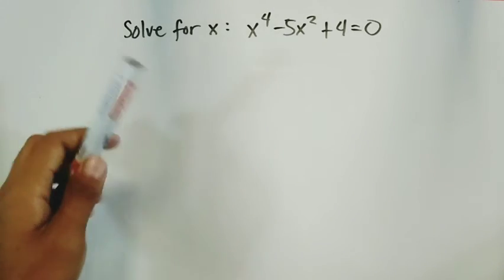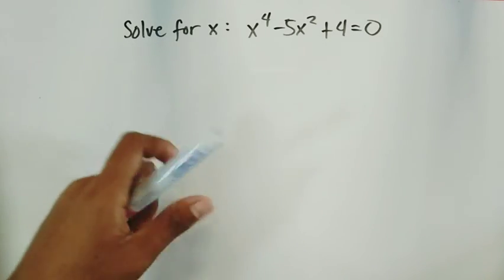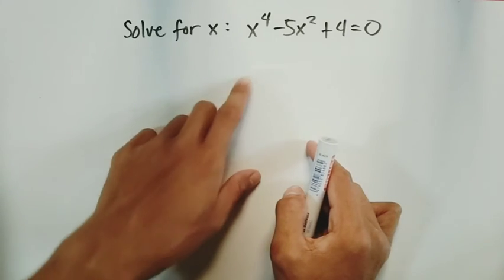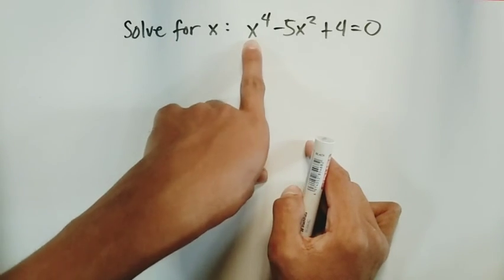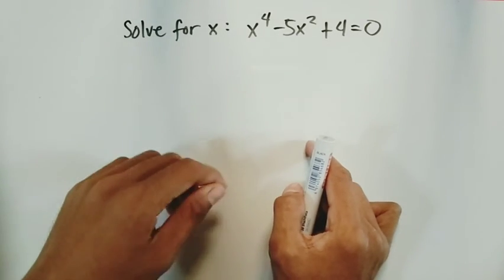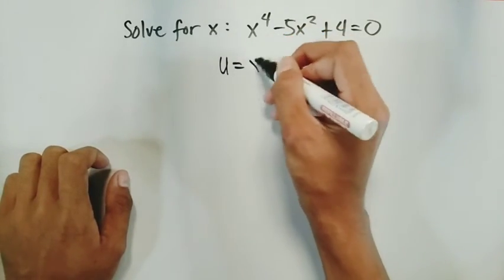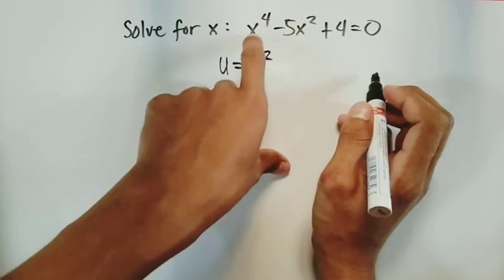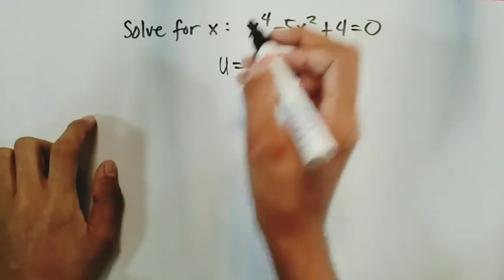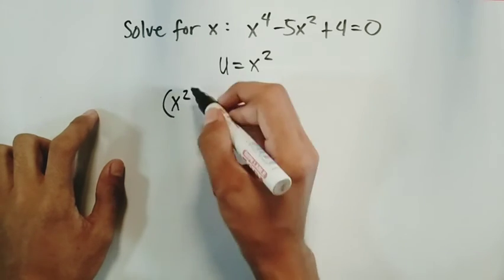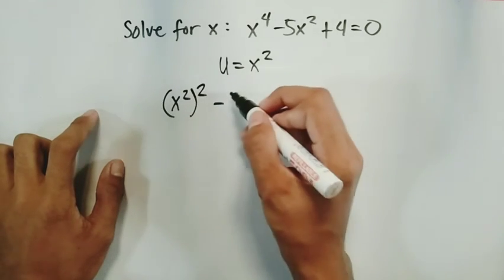Solve for X. X to the 4th minus 5X squared plus 4 is equal to 0. So, ito, madali lang naman. Kasi kung mapapansin nyo, X squared, X to the 4th, may same silang pwede natin i-let. U is equal to X squared. Kasi ito may X squared. Ito may X squared din. So, pwede natin siya isulat. Di ba ang X to the fourth can be written as X squared, then squared. So, copy na natin yon.